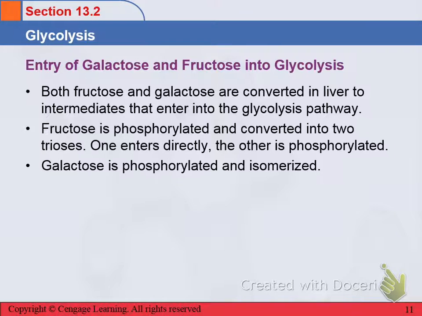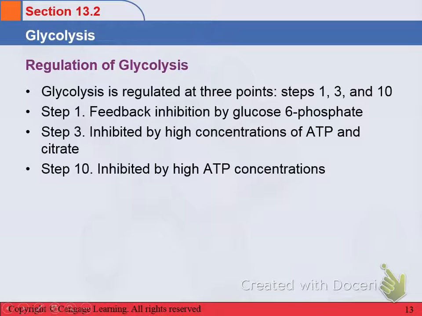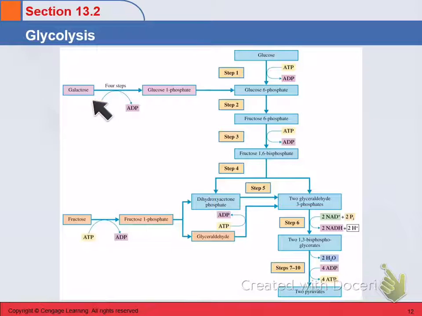Okay, so if you want to see the big picture, galactose undergoes a mutarotation. It's really a type of isomerase. There are 4 steps, but it converts galactose into glucose 1-phosphate. Then glucose 1-phosphate gets converted and becomes glucose 6-phosphate. And that's where it enters into this process.